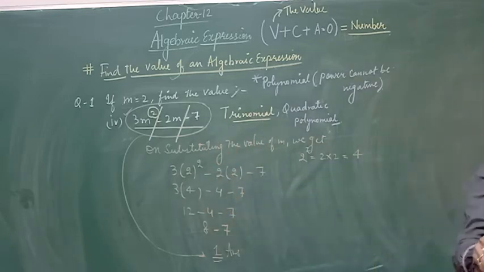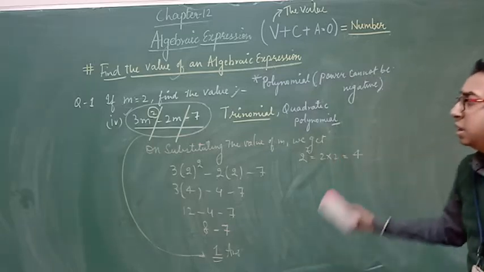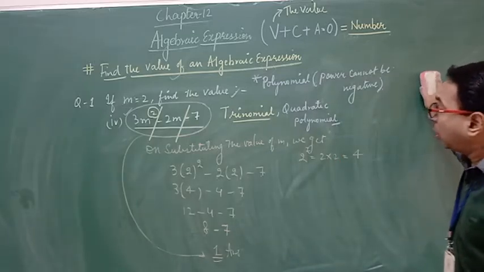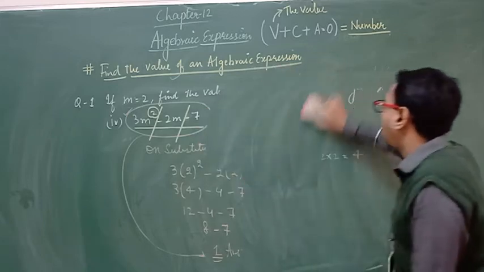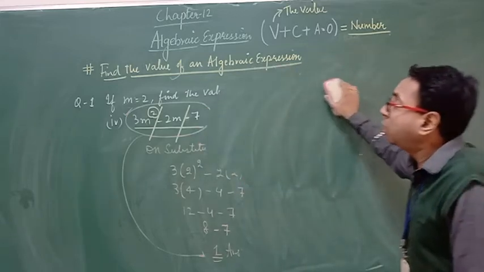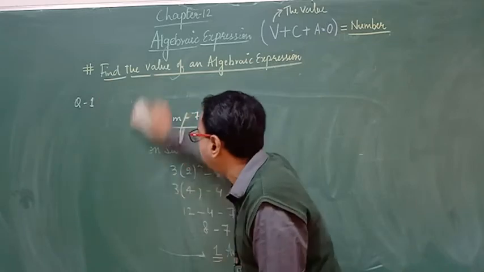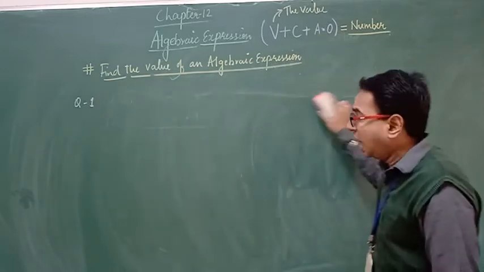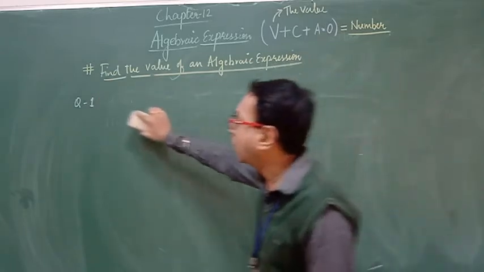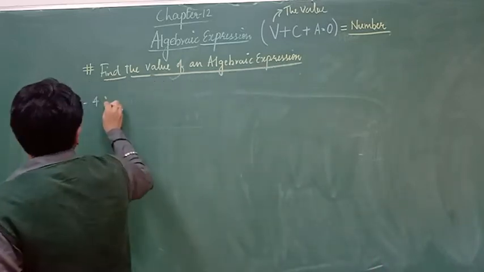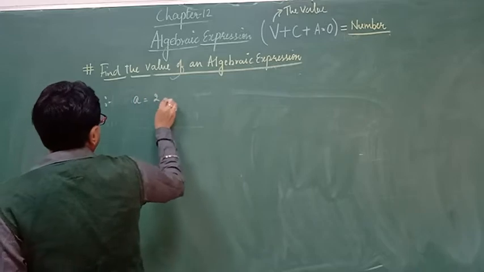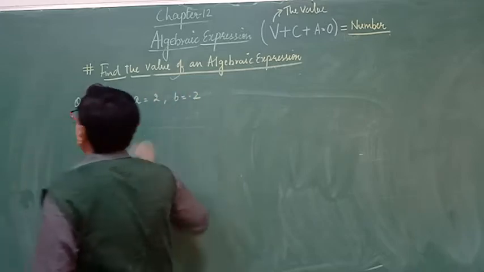Okay. Question number 4. If a is equal to 2 and b is equal to minus 2, find the value. Now you might be thinking there is a change in the question. No. Question is same. We have to substitute the value. But now two variables are given. In questions 1, 2, 3, only one variable was given and we substituted the value of that variable only. But in question number 4, we have been given two variables, a whose value is 2 and b whose value is minus 2.